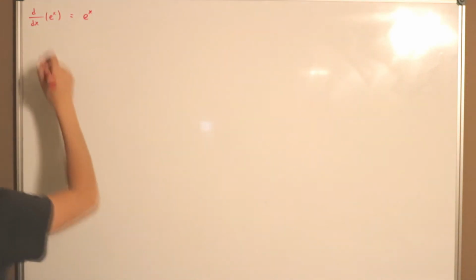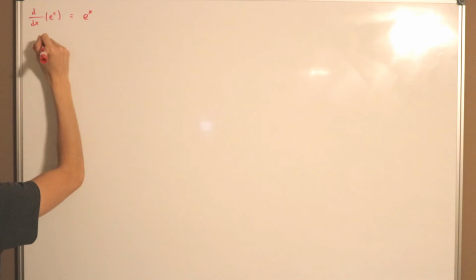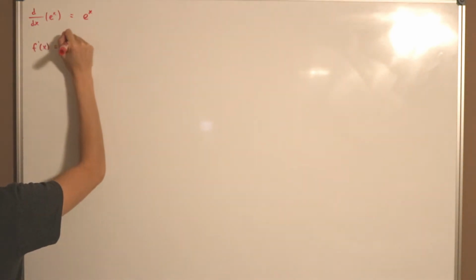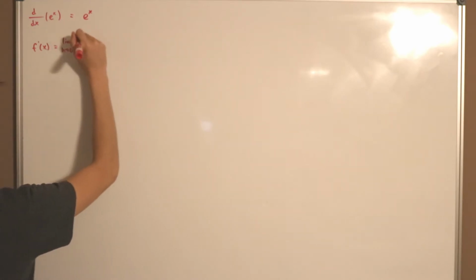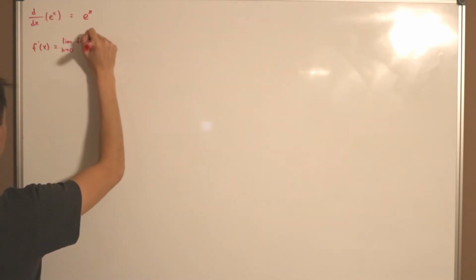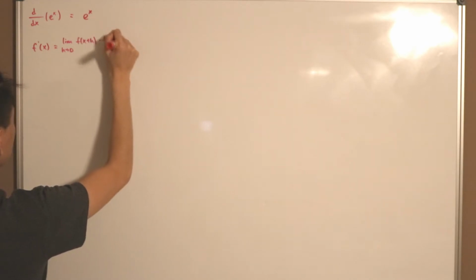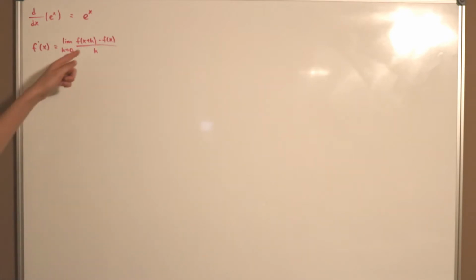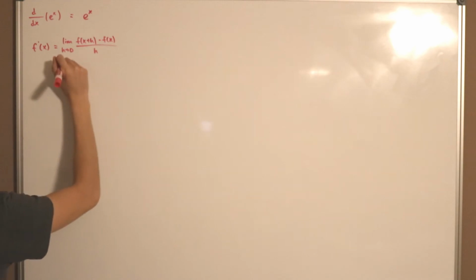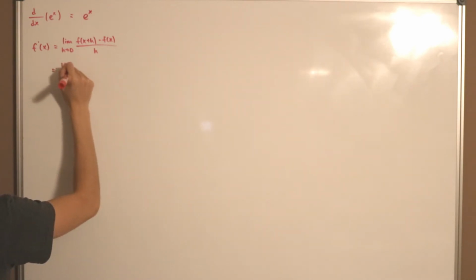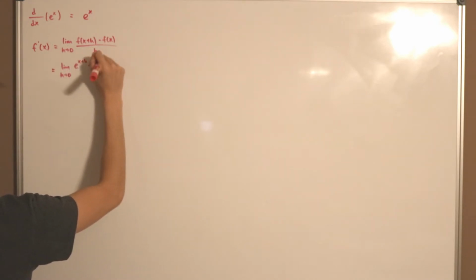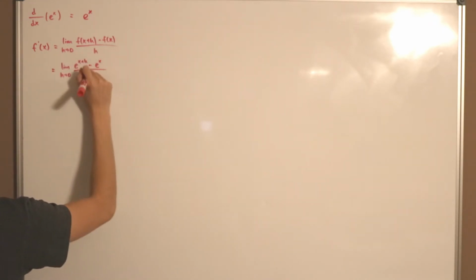Let's first recall that the definition of derivative is simply defined as f prime of x equal to the limit as h approaches 0 of f of x plus h minus f of x divided by h. Okay, so now we can just plug in our x plus h as the input for our function e to the x. So this is simply just the limit as h approaches 0 of e to the x plus h minus e to the x divided by h.